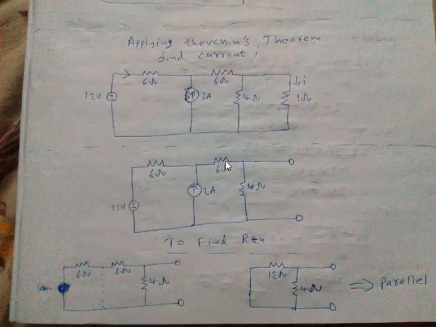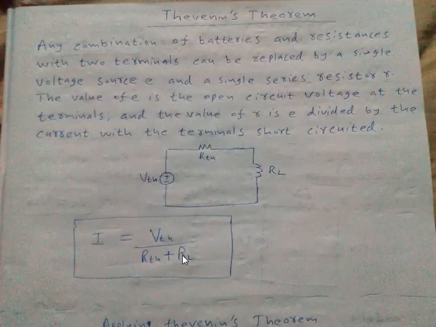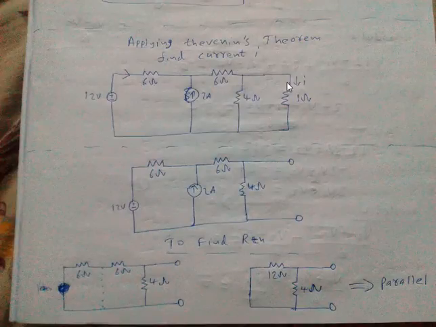Now you have to find another value, that is RL. In this formula you can see that I is equal to VTH divided by RTH plus RL. To find RL, you may know the unknown current is passing through which portion? It is passing through this portion, and when it passes through this portion, it is passing through one resistor, that is the 1 ohm resistor. This is what RL is all about. So RL is equal to 1 ohm. Now we have RTH and RL.